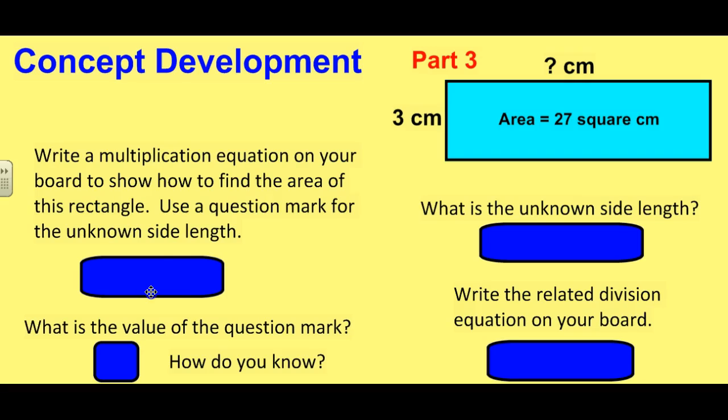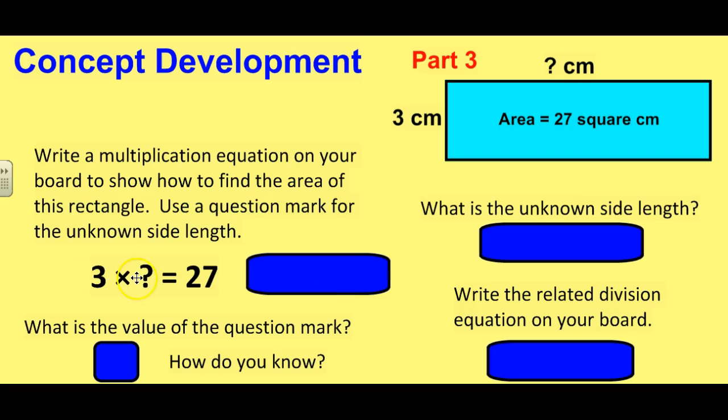Okay, so we would have 3 times question mark equals 27, because we know that it's going to be equal to 27 because it already gave us the area. So we have to find out what is the value of the question mark and what is the unknown side length.